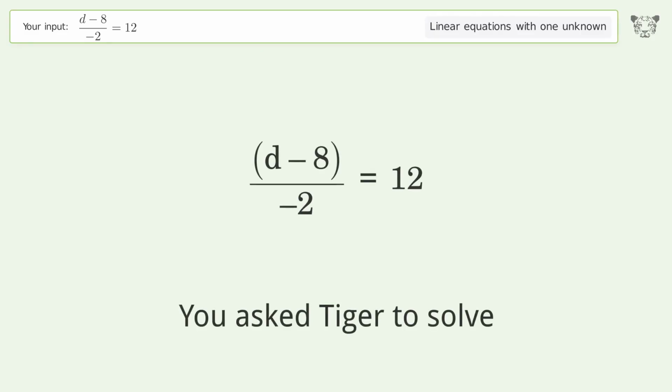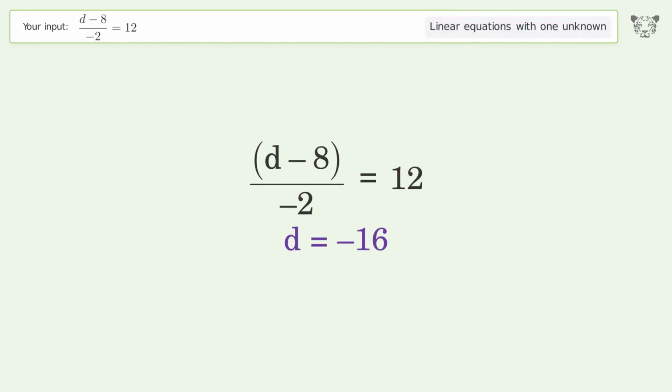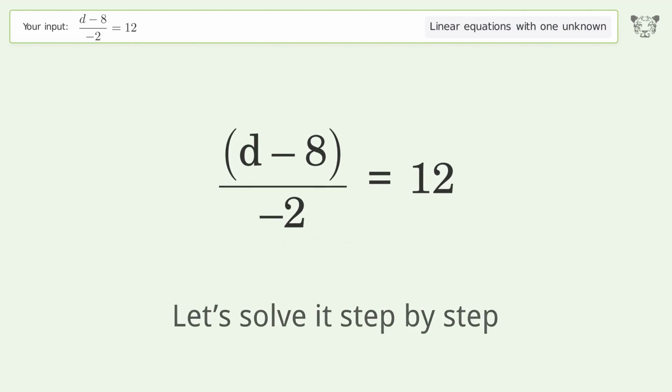You ask Tiger to solve this. This deals with linear equations with one unknown. The final result is d equals -16. Let's solve it step by step.